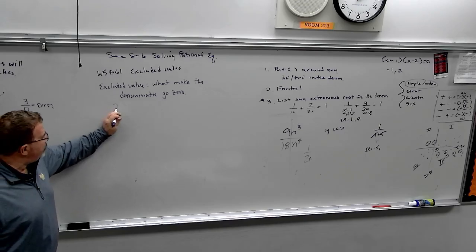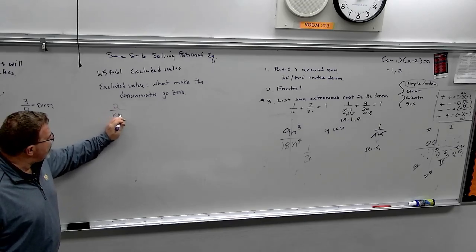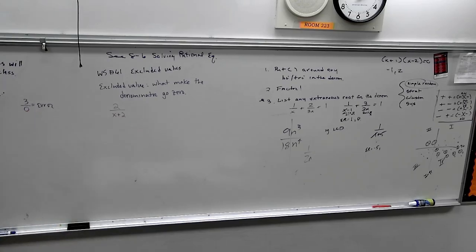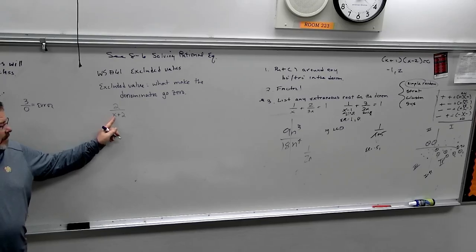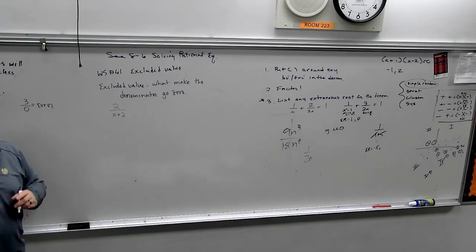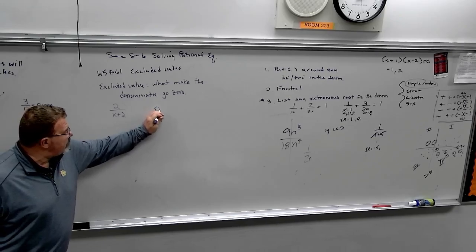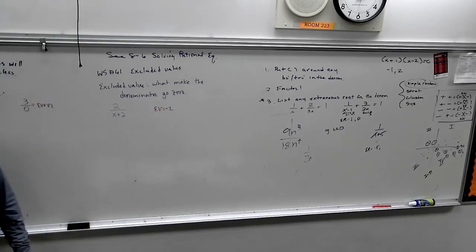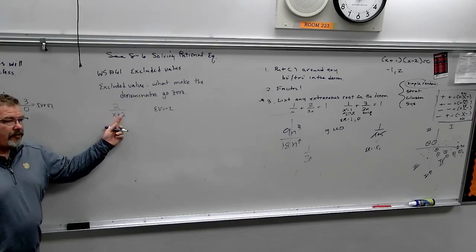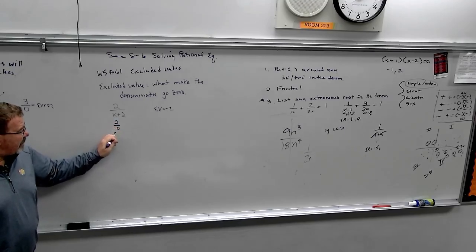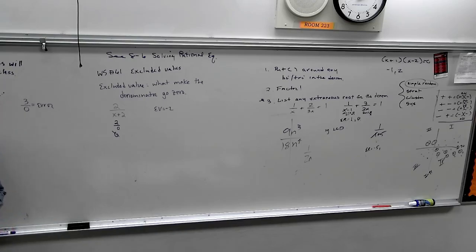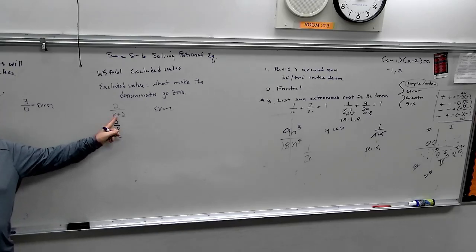So here's an example. Let's say I gave you that problem, 2 over x plus 2. Let's think about it, and then we'll show you how you find it. What number could I plug in for x that makes this go to 0? -2. That is your excluded value. Here's why: what's -2 plus 2? 0. And 2 divided by 0 is undefined. We can't do it. So we would just call this our excluded value.